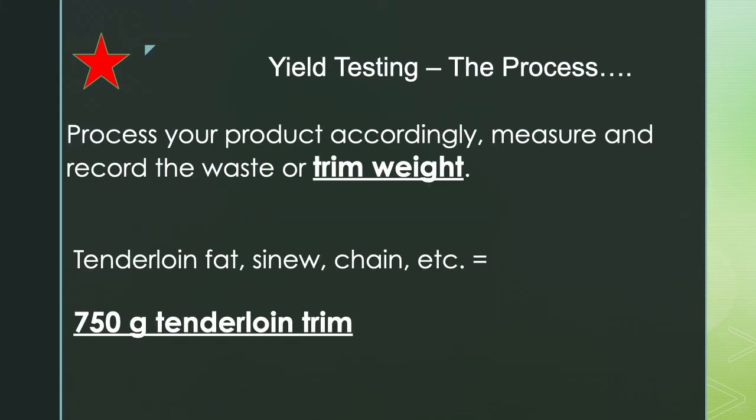The next step would be to take our tenderloin and process it. We're going to cut all the trim off the tenderloin, we take the fat off the tenderloin, we're going to take the sinew off, the chain off, all the different parts. We're going to get all of that trim weight. That's all the wastage, if you like, all the bits that were taken off to make this a perfect tenderloin for serving. And we're going to weigh that. That's our trim weight. And so with the tenderloin, if we've taken all the fat and everything off, we're going to pretend that 750 grams is the weight of the trim, the weight of the stuff that we've taken off in order to make it a nice tenderloin. So the fat, the chain, all of that sort of stuff.